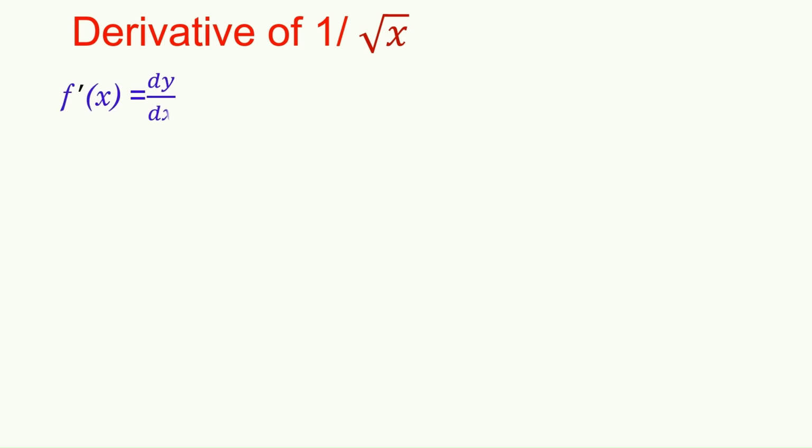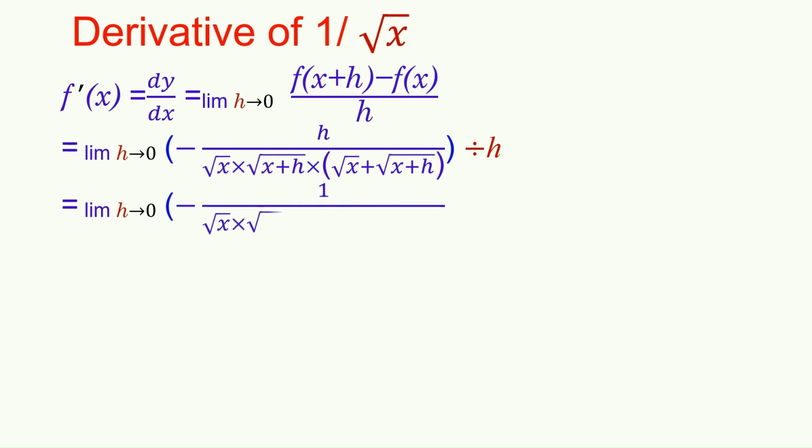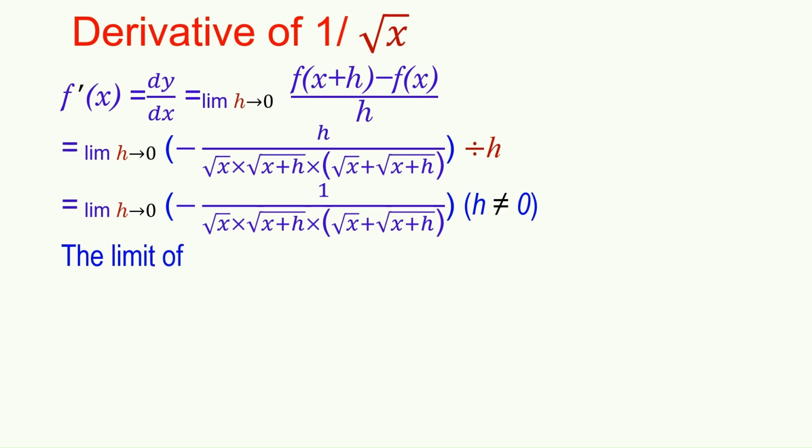f dash of x equals dy dx equals limit h tends to 0, function of x plus h minus function f of x whole divided by h, equals limit h tends to 0 in bracket minus h divided by square root of x times square root of x plus h times in bracket square root of x plus square root of x plus h whole divided by h, equals limit h tends to 0 in bracket minus 1 divided by square root of x times square root of x plus h times in bracket square root of x plus square root of x plus h.